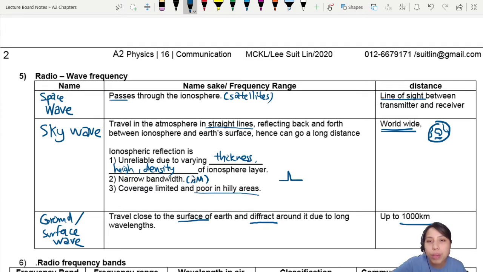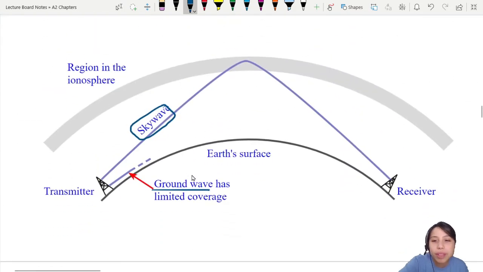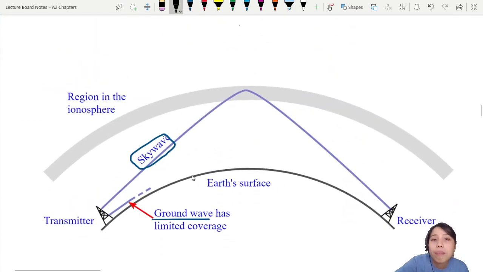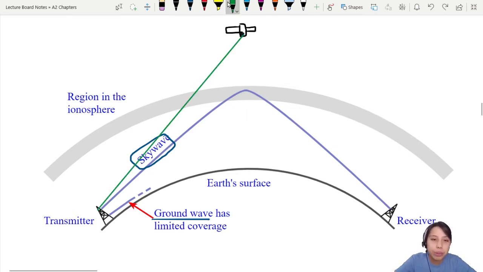So in the diagram, if you want to add a space wave to it, maybe I will have to draw a satellite in outer space. Beep, beep, beep. So I'm going to send my... Wow, this is going to be a bit hard to draw. Let me try. Okay, I think I got it. So this one... Oops, I erased it. This is going to be our space wave.